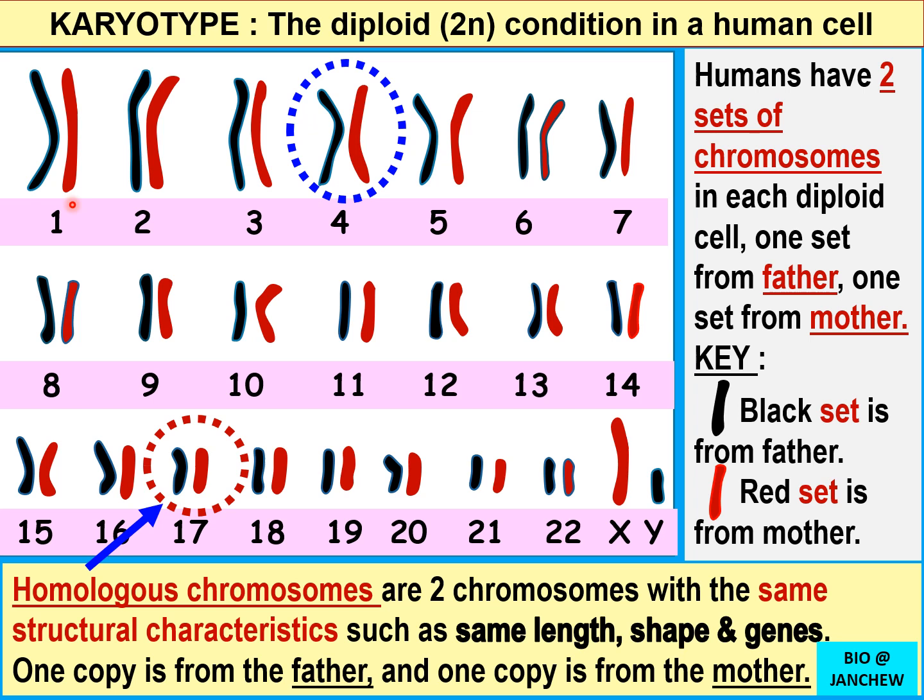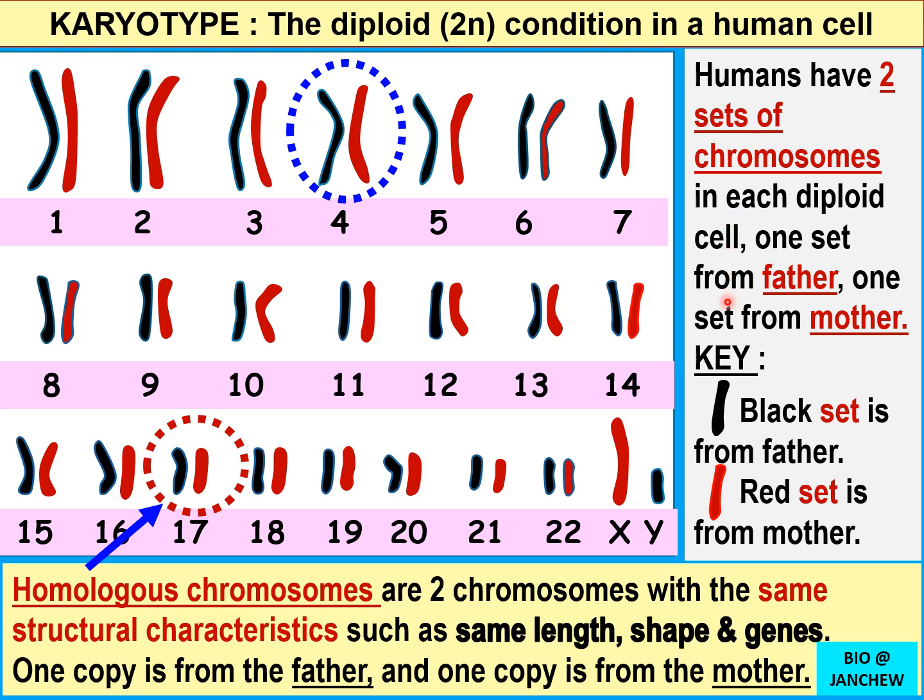Usually these chromosomes come from white blood cells, for example, which are diploid cells. Here we can see that there are altogether 22 pairs of chromosomes plus the sex chromosomes X and Y. So altogether there are 23 pairs of chromosomes, where there are two copies of each type of chromosome that have the same length and the same structure. So why is that so? This is because every human being has two sets of chromosomes in each of the diploid cells.